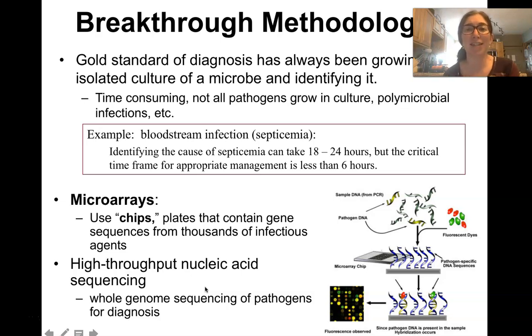And sequencing, DNA sequencing is becoming cheaper and cheaper. So specifically for outbreaks, maybe not for an individual patient, we might not use sequencing unless it was a very rare disease, but certainly for outbreaks, they might do sequencing.